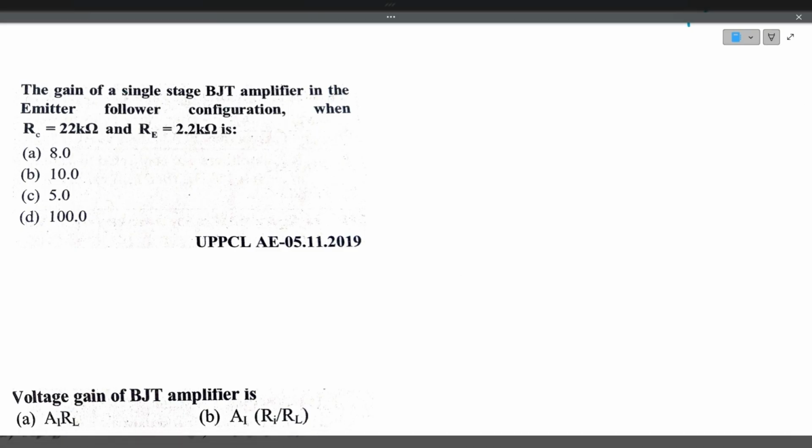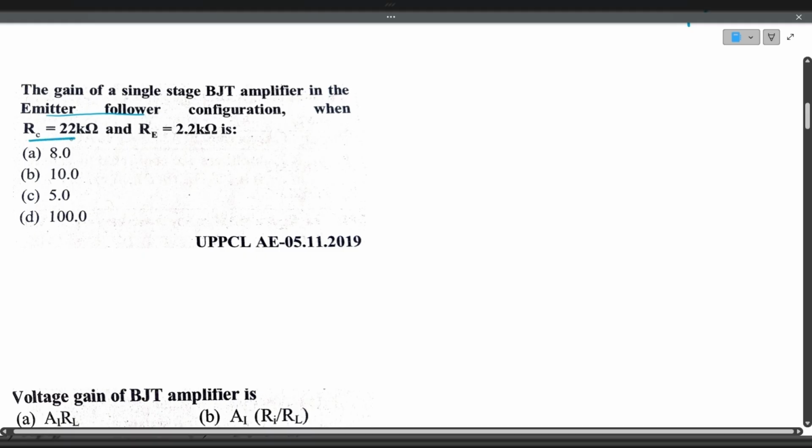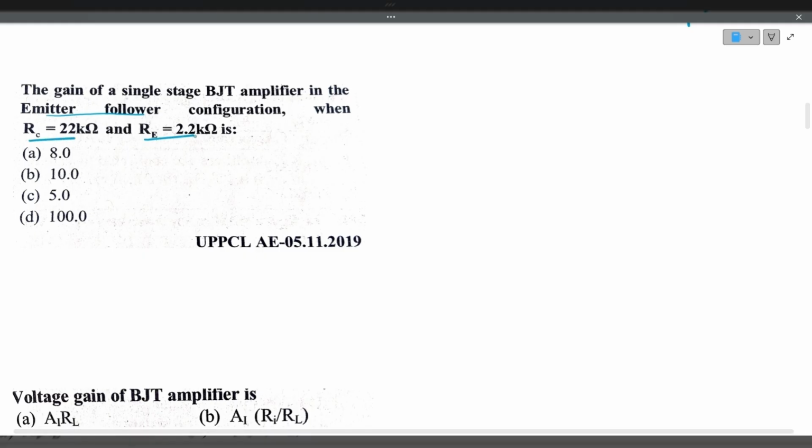Let's see one more question. The gain of the single stage BJT amplifier in emitter follower configuration when RC is equal to 22, RE is equal to 2.2. So here a small correction is there. I don't think this question is asked for emitter follower. It is asked for CE configuration, common emitter configuration. Whereas for emitter follower, the configuration is common collector.